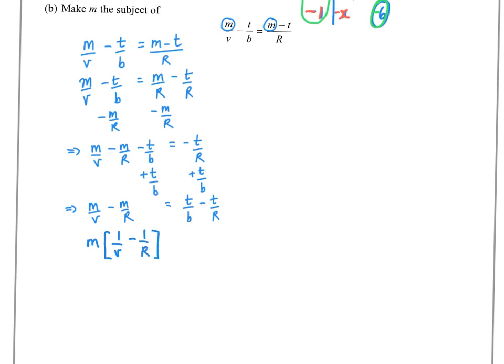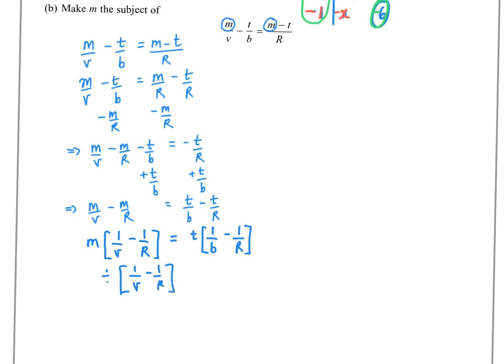I use a square bracket here. You can use square or curly brackets, doesn't really matter. And then what I'll do is here, I'll factorise this t out. This is just the icing on the cake, this kind of way of doing it, but we might as well do it properly. And then what we can do is, and you won't see this happen very much in the exam, why not just divide both sides by this?